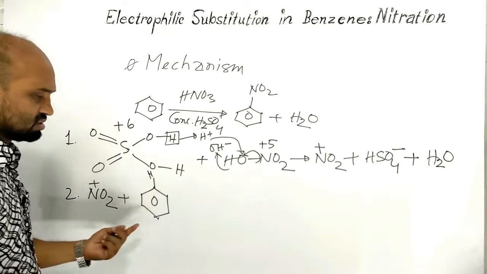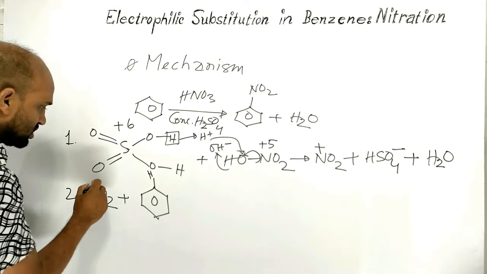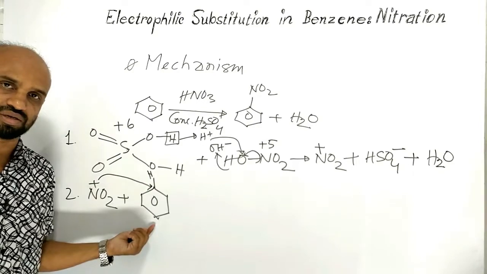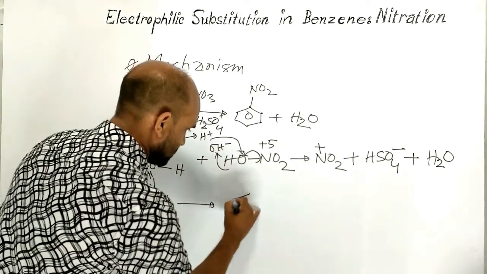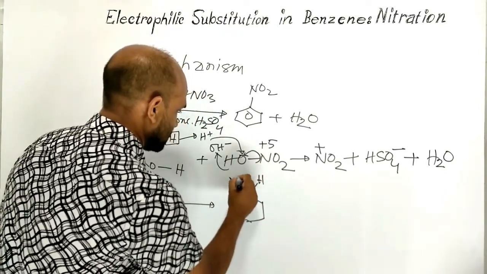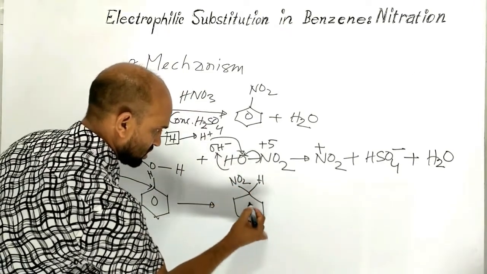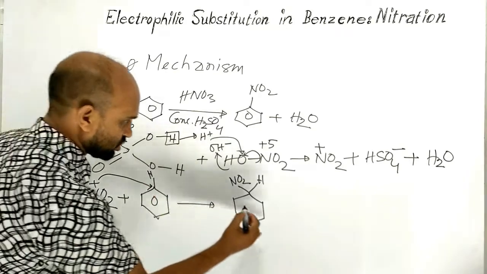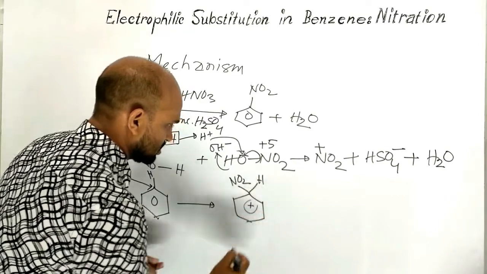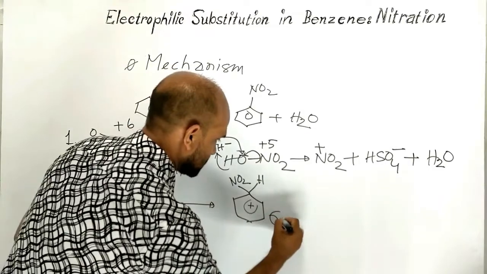Benzene is an electron rich compound. That is why this nitronium ion attacks any carbon atom of the benzene ring, and as a result, this is formed, hydrogen and here nitronium ion bonded to this carbon. As nitronium ion is positively charged, inside benzene positivity is created, which is called sigma complex.